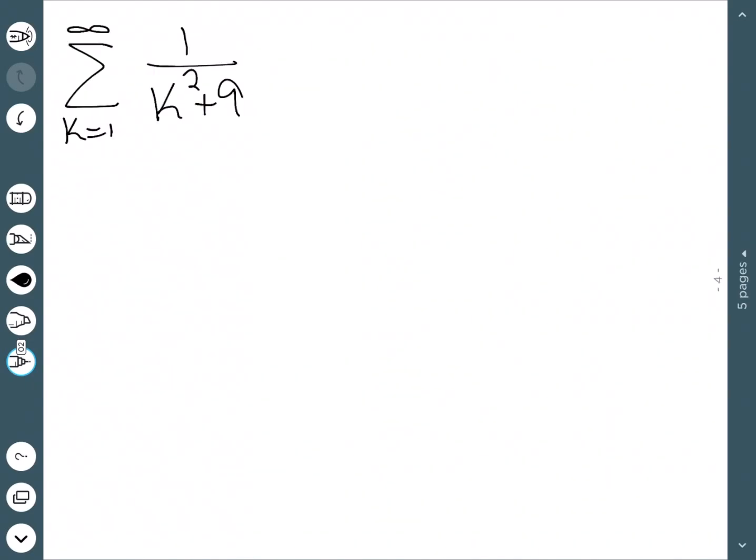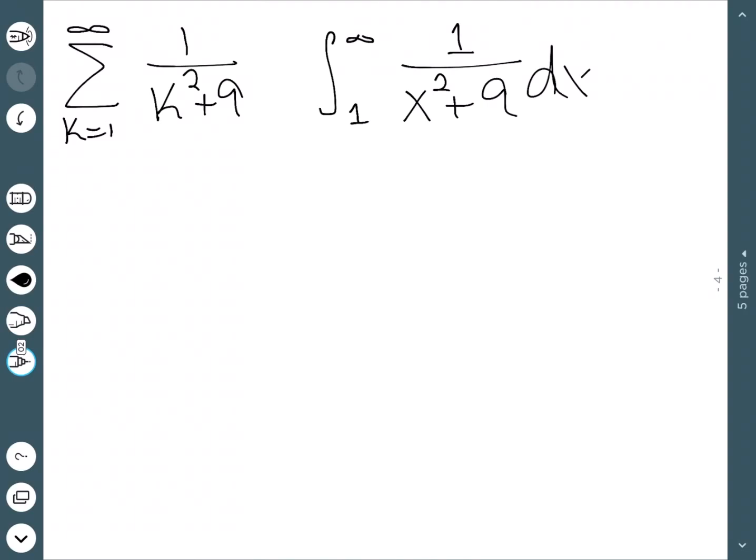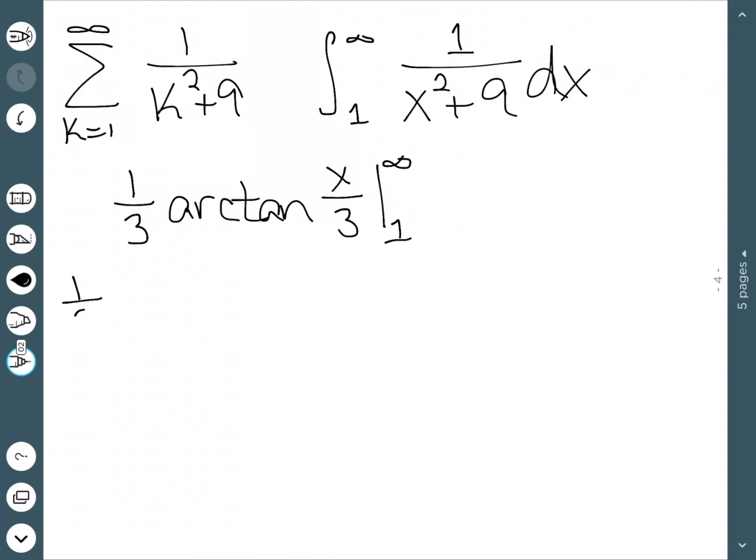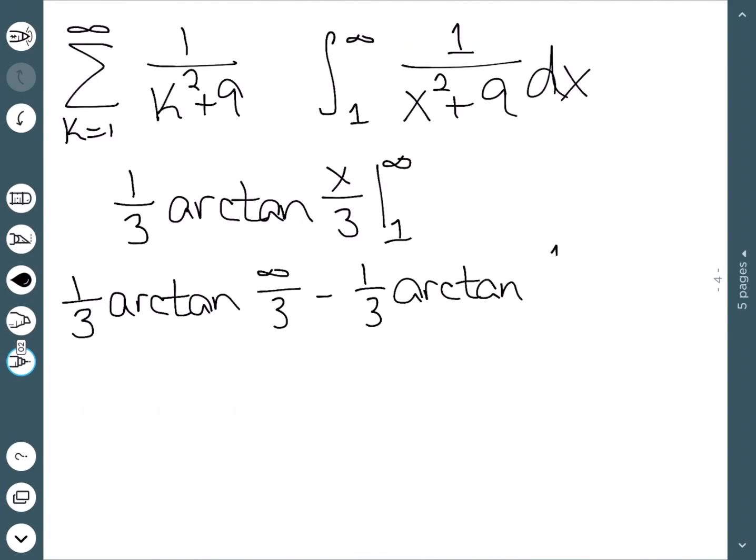For my last example, I have the series from 1 to infinity of 1 over k squared plus 9. So I'm going to integrate from 1 to infinity of 1 over x squared plus 9 dx. And when I integrate this, I actually get 1/3 arctan of x over 3. If you're unsure how I got that, you can do a trig substitution, but I'm not going to worry about that here. This is now 1/3 arctan of infinity over 3 minus 1/3 arctan of 1 over 3.